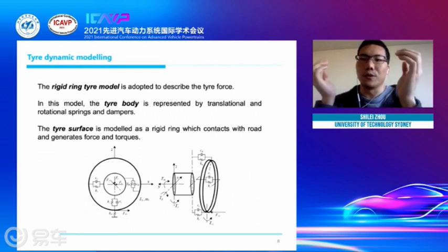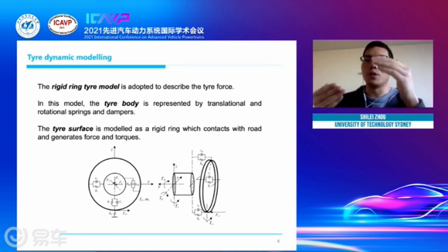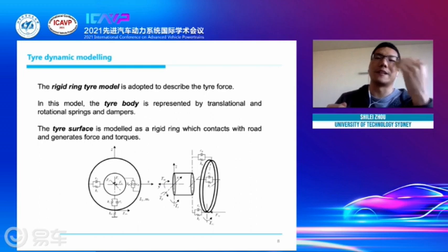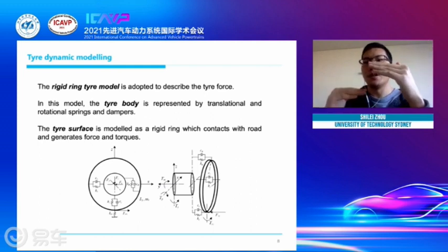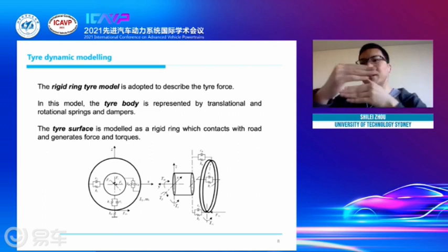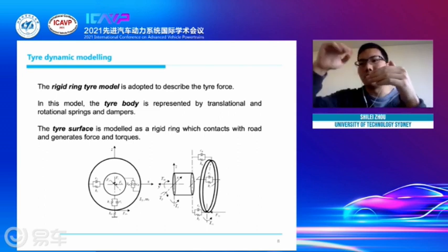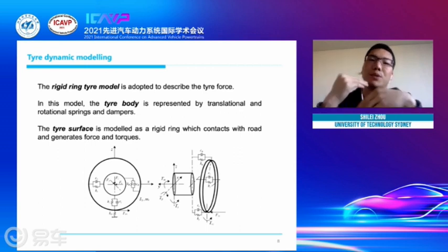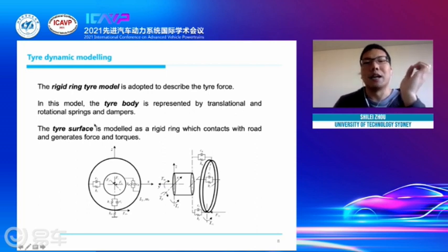It's not just that when there is a force from the road, the force will be transferred to the vehicle body directly. There is actually a force for the deformation of the tire, and also for the rotational deformation, and under the pressure, the vertical deformation of the tire. So it's a process. To describe this process, the tire model is represented by translational and rotational springs and dampers.